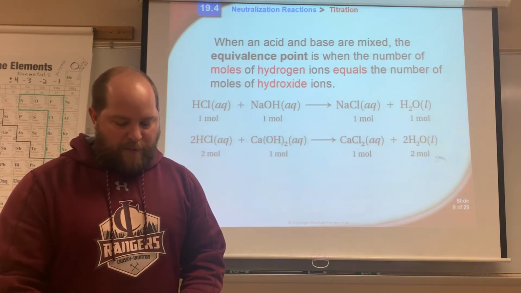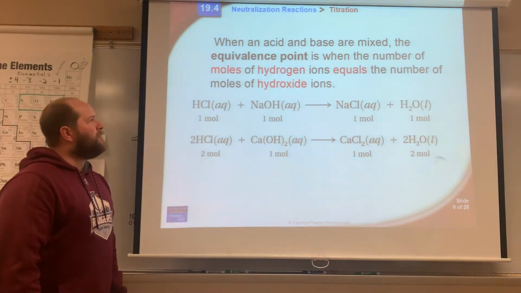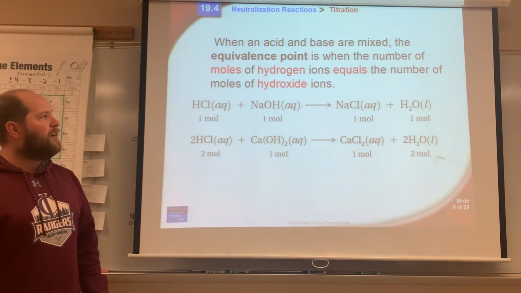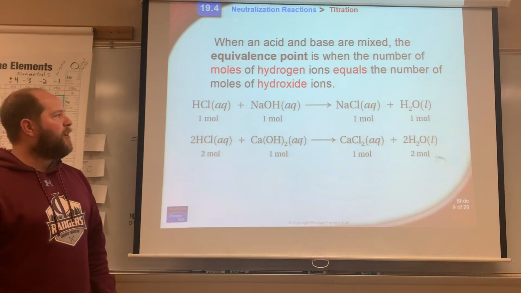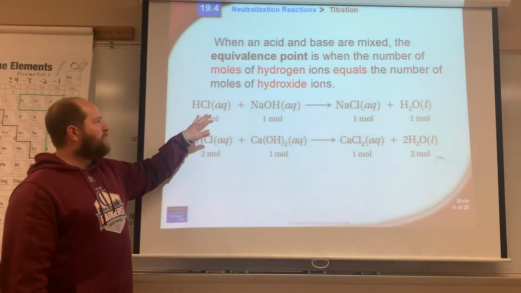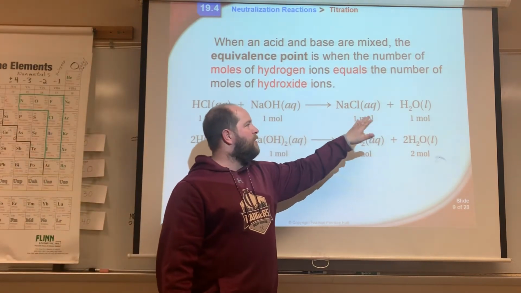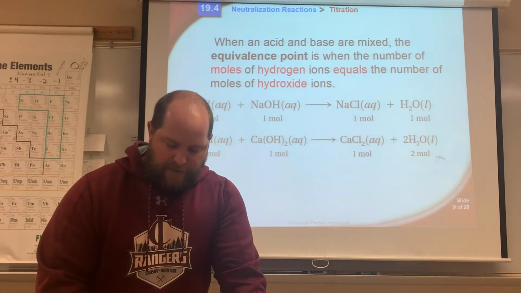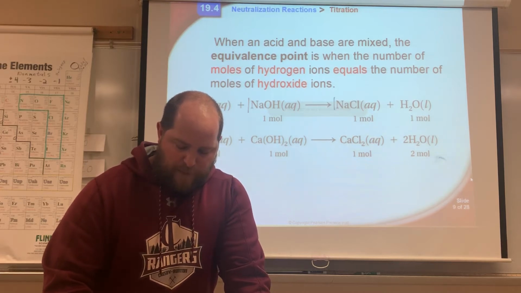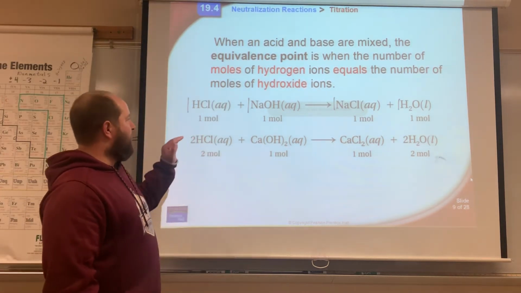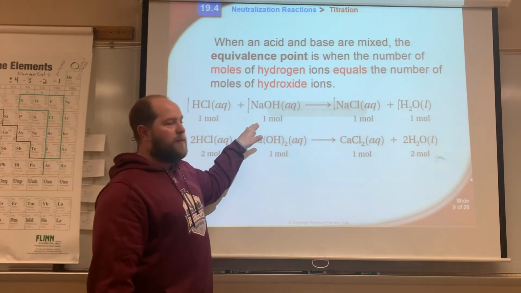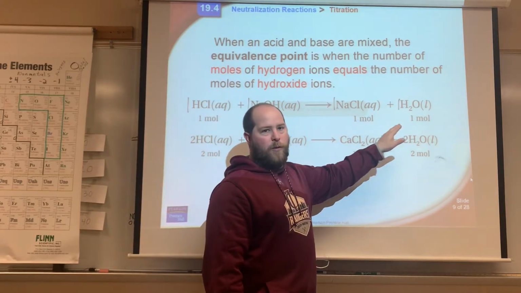So we got a couple more vocab words for us. When an acid and a base are mixed, the equivalence point is when the number of moles of hydrogen ions equals the number of moles of hydroxide ions. So I have 2 examples for you here to consider. So HCl, according to this balanced chemical equation, when I say balanced, I'll add the 1 so you guys can see what I'm saying. According to the balanced chemical equation, it takes 1 mole of hydrochloric acid to mix with 1 mole of sodium hydroxide to get 1 mole of salt and 1 mole of water.